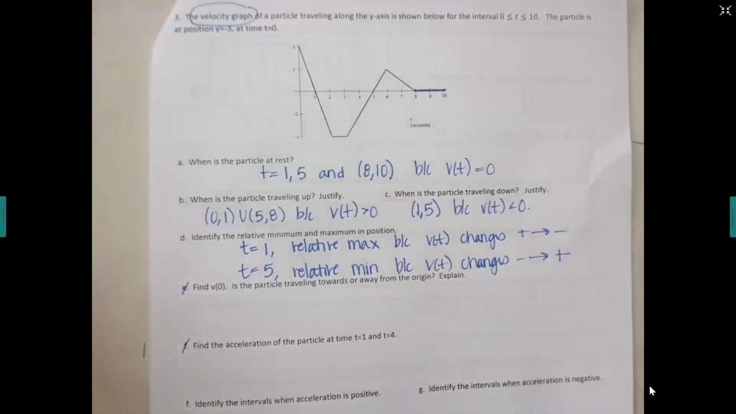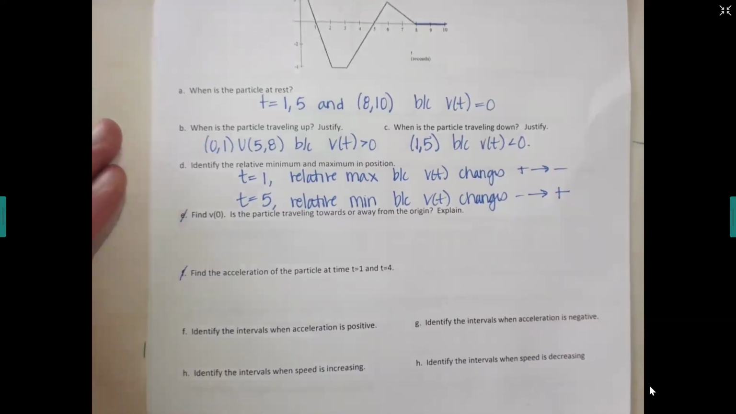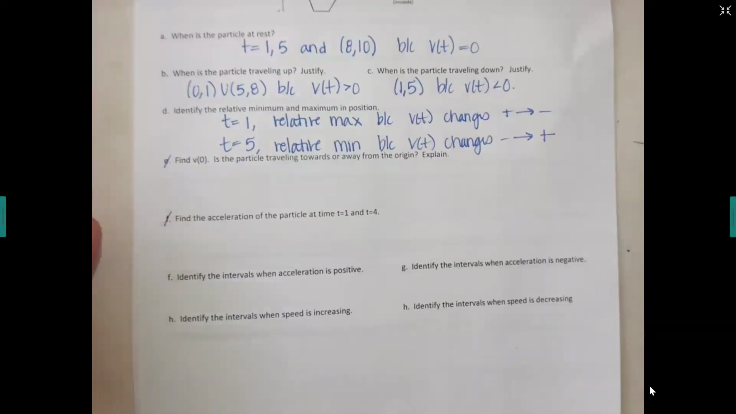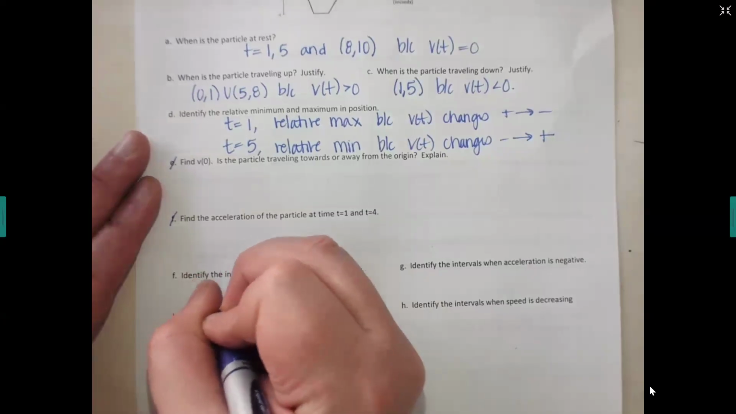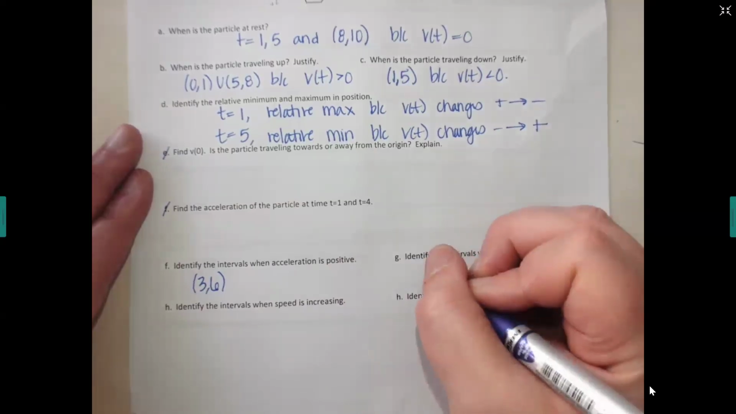All right, check your answers for the first couple. Okay, see if you got it right. Then your acceleration should be positive when this graph is uphill. That only happens from 3 to 6. Your acceleration is negative from 6 to 8.